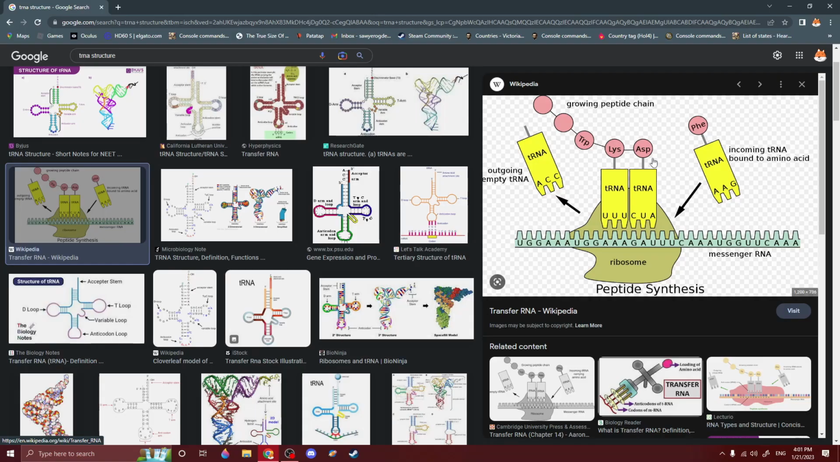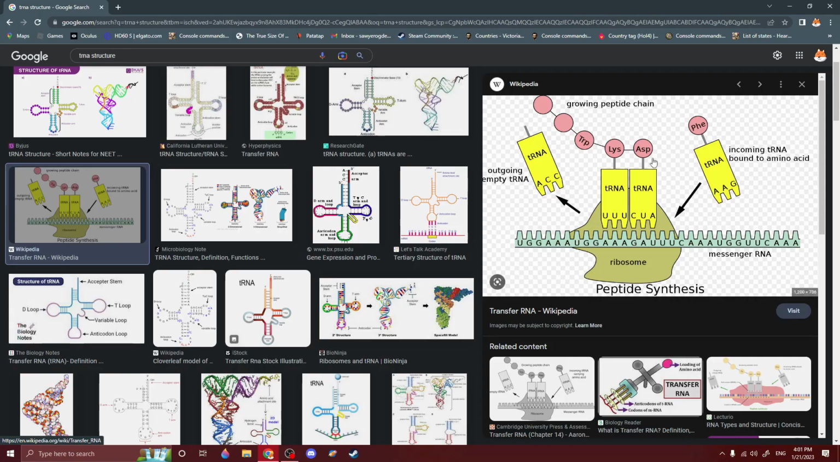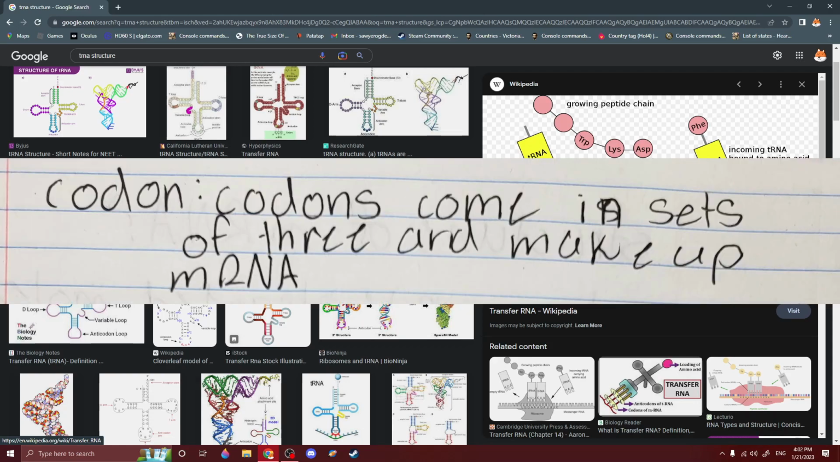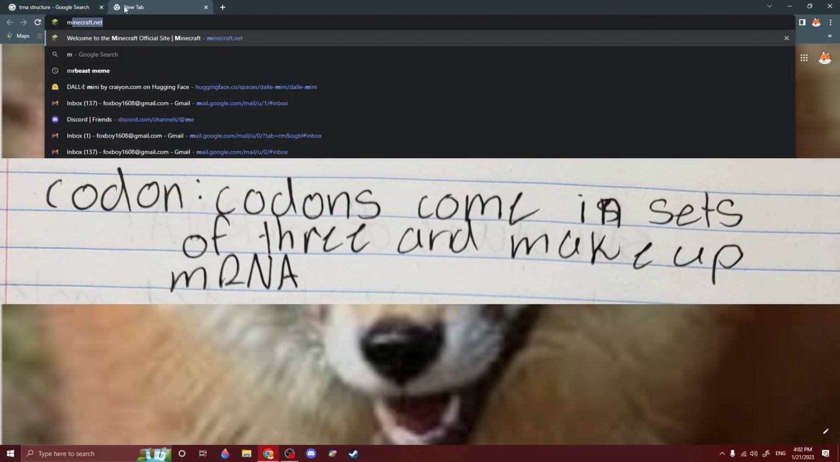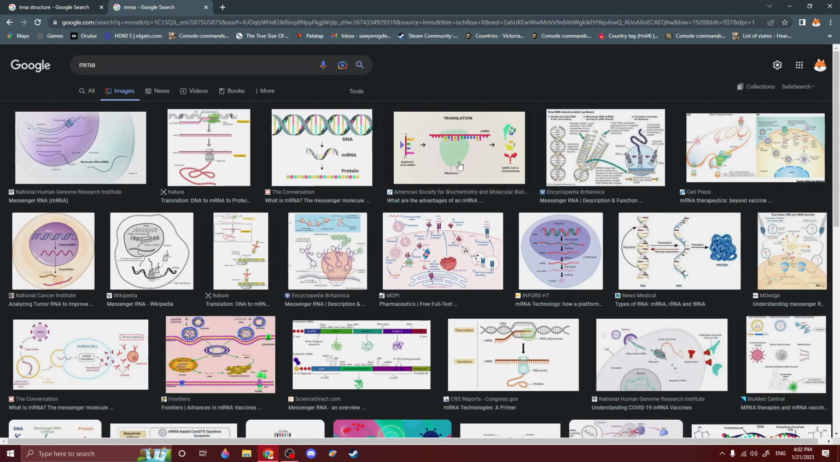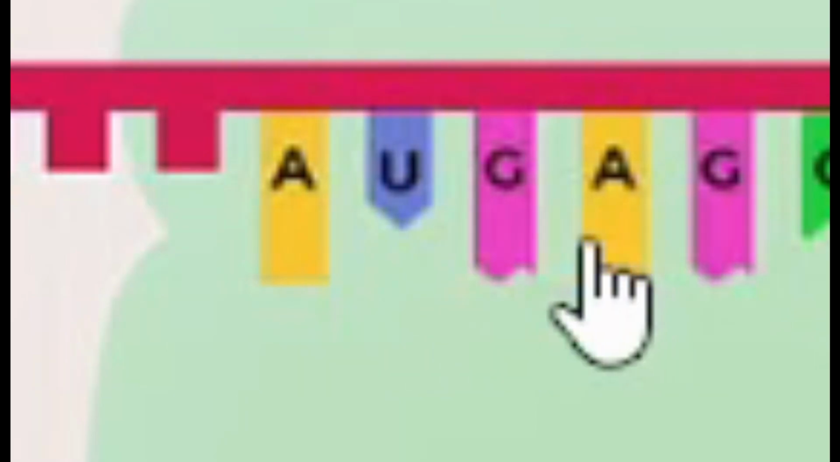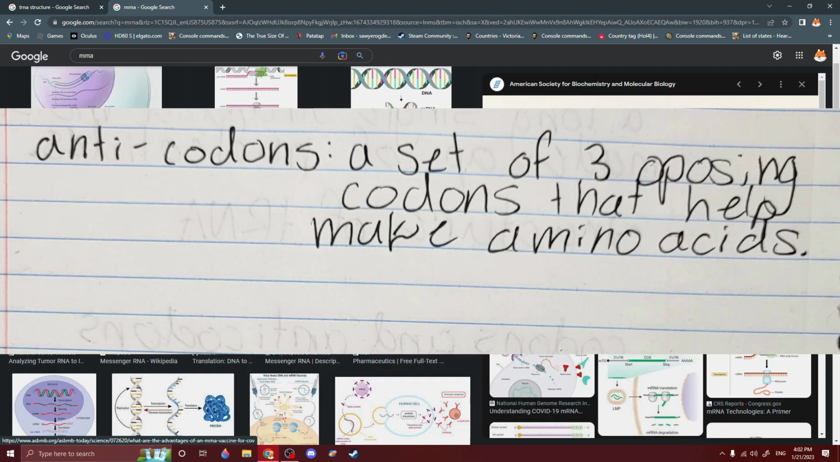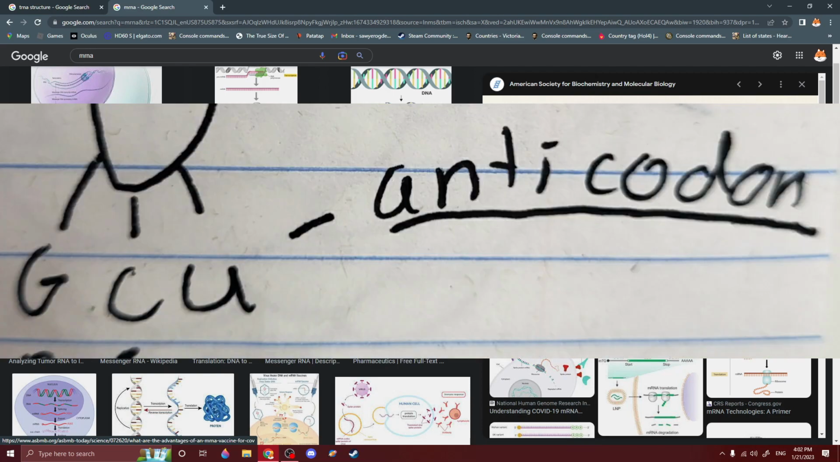What are codons and anticodons? You see that anticodon thing. They're codons. You need to know that first, I think. Codons come in sets of 3 and make up mRNA. So if we go back to mRNA, these 3, that would be a codon, I'm pretty sure. And anticodons are a set of 3 opposing codons that help make amino acids, and I think also make up tRNA.